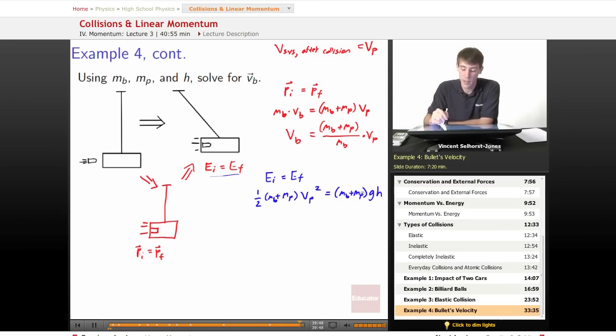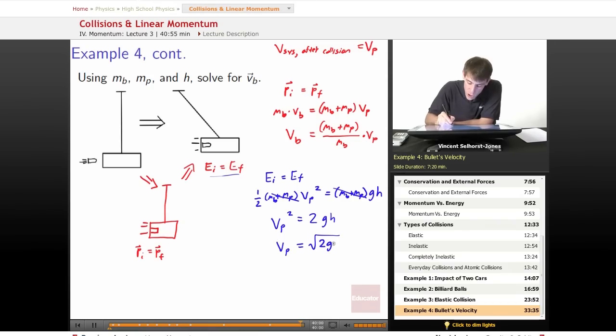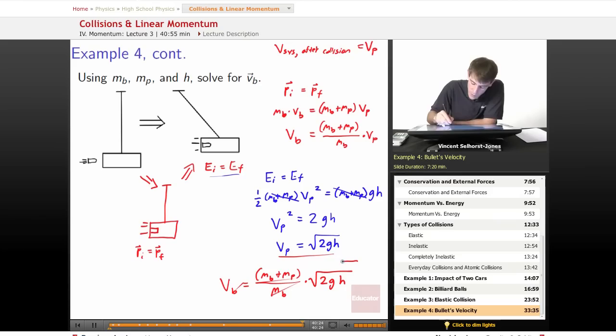So mass of the bullet plus the mass of the pendulum, boom, it's on both sides. We can cancel out. So we've got the velocity of the pendulum squared is equal to 2gh. Velocity of the pendulum is thus equal to the square root of 2gh. We can substitute that back in, and now we've got the velocity of the bullet is equal to the mass of the bullet plus the mass of the pendulum block, divided by the mass of the bullet, times the square root of 2gh. And there we are.